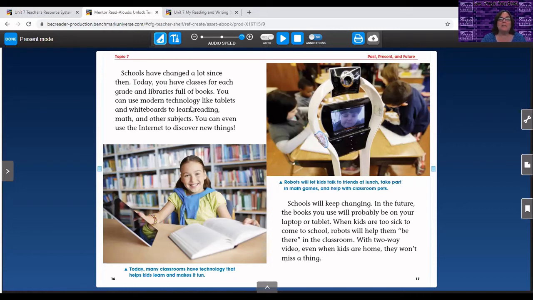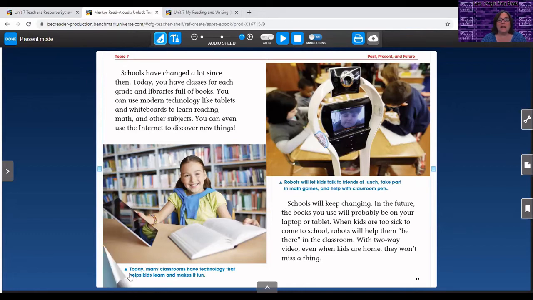And you can use modern technology like tablets and whiteboards. And you remember using those. We use the tablets for Imagine Learning at centers. And we love to use our whiteboards to figure out math problems and write our sight words. And you can use the internet to discover new things. And right now, you're using the internet to learn at home. So that sounds like what we do today, just like they do in the book.